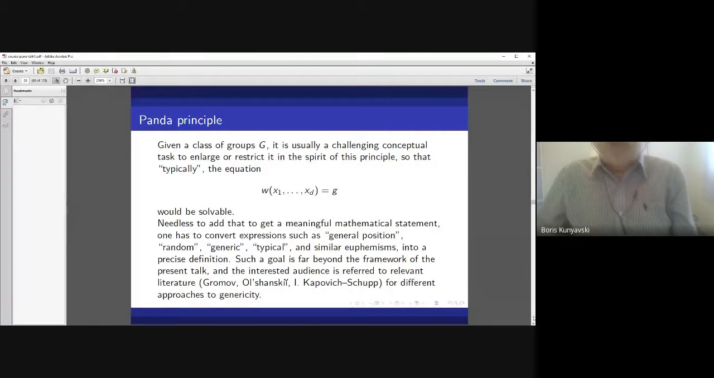So when you see these expressions, random, generic, typical, general positions, you need to think about a precise definition. And it's a long story, and there are many papers on the topic. I mentioned here only a few of them. The notions of a random group or random algebras are discussed by Gromov and also by Olshansky, also by Ilyakovich and Shoup. There are many different approaches to genericity, and in some cases the answers will heavily depend on your precise definition. That is the situation in our case, and let me explain why.